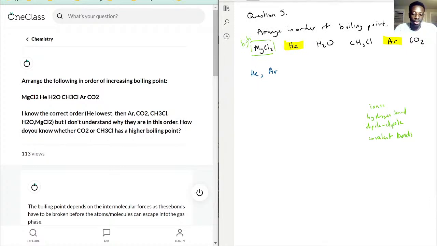Okay, so with that, we're going to see how these break down. As I mentioned, hydrogen bond's the next one, so H2O follows suit, because that's how it's broken down. So boiling points will increase this way. So we have the highest and the second highest. Now, as a student was asking here, how do you know between CO2 and CH3Cl? In this case, just draw it out and you will see from there.